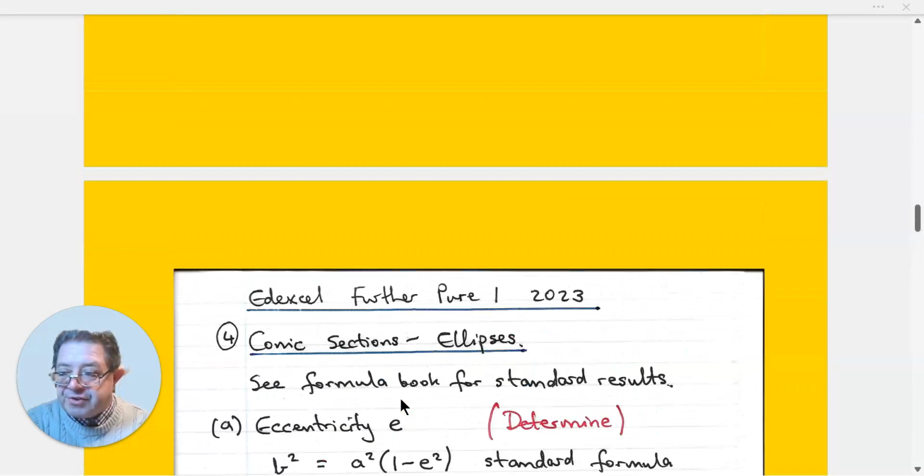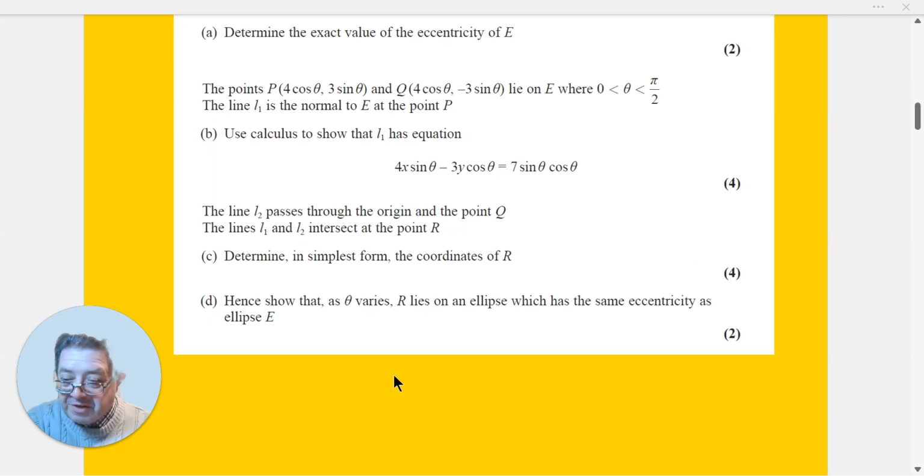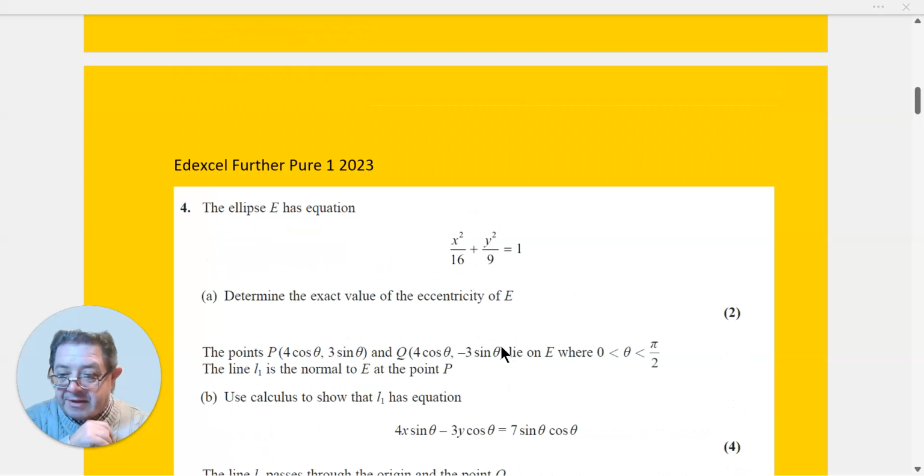Part D of the question requires us to use the answer to part C, so if you've not got that correct, you haven't got much hope on part D. It is a hence question. Show that as theta varies, R also lies on an ellipse with the same eccentricity as ellipse E.